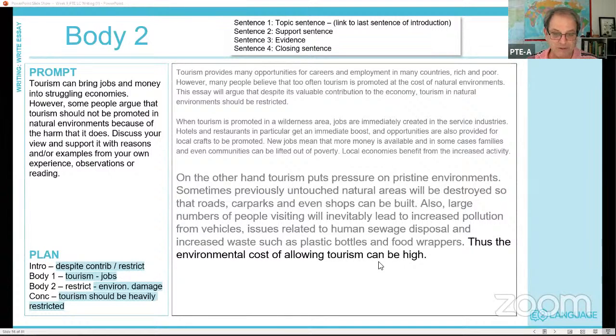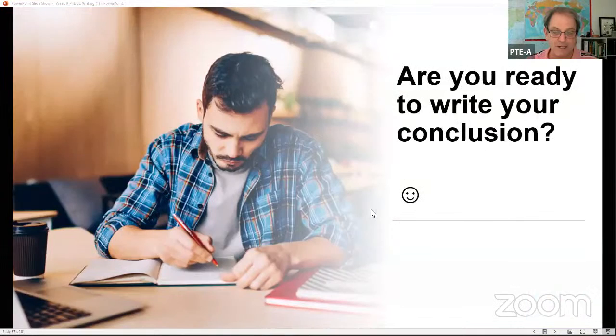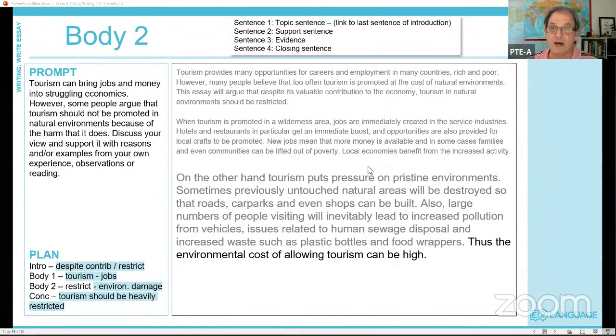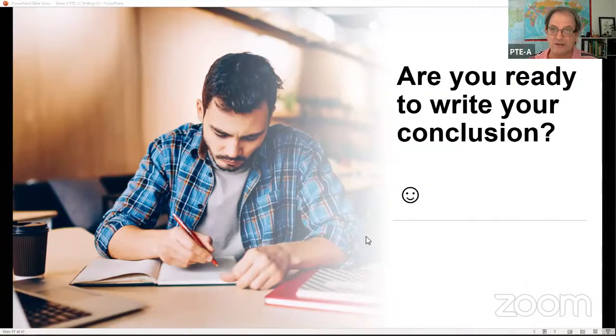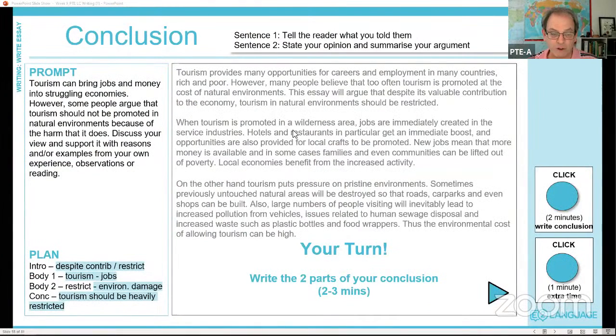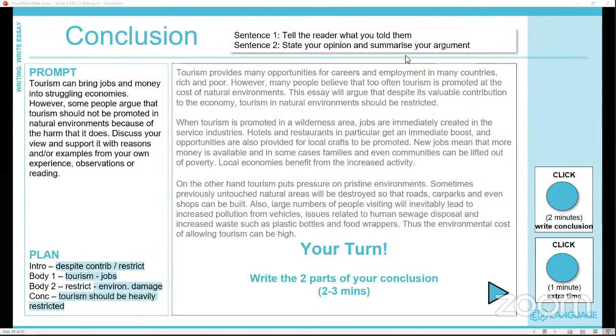So both sides of the argument are presented. Money is a good thing for local communities to lift them out of poverty, but tourists create a lot of rubbish and can destroy the environment. You're going to write your conclusion. There's your main idea, body paragraph 1, your main idea, body paragraph 2. So 2 minutes, write it into the chat box. Away you go. I'm going to choose one of them as an example. Could be yours.